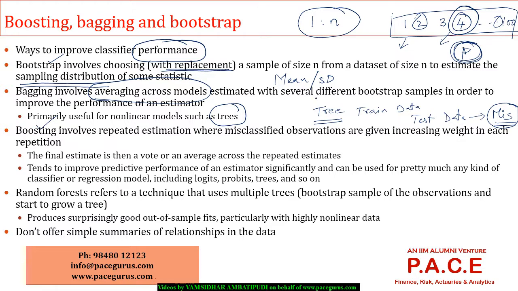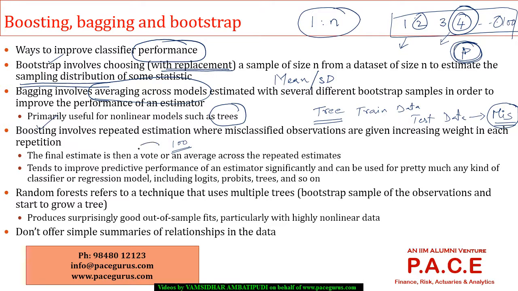So this model gets refined and refined. The estimates keep getting refined. The parameters get refined and refined because those observations that are misclassified get a much higher weightage. So every time the model is repeated, let's say I have 100 different models. Now in 100 different models, the classifications could differ.